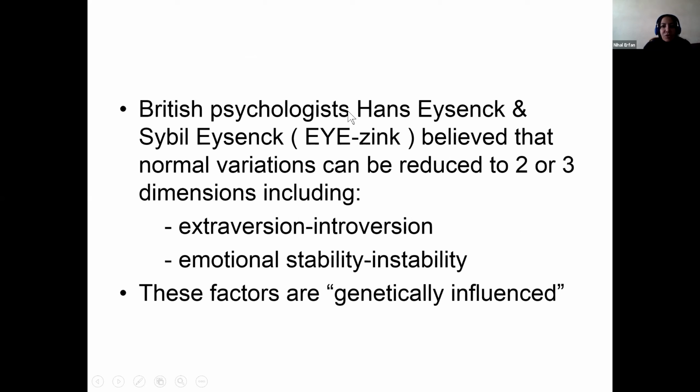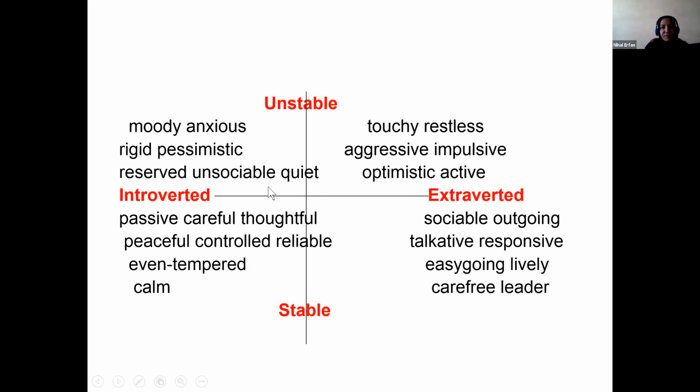Okay. So these British psychologists believed that normal variations can be reduced to two or three dimensions. So they plot these traits onto a grid with two ends. It's kind of like X and Y axes, all right? And they believe that these factors are genetically influenced, right? So they're saying there's this extreme end of introversion versus extroversion, unstable versus stable, all right? Obviously, this is the healthy quadrant, to be stable and an extrovert, versus being an introvert and unstable.